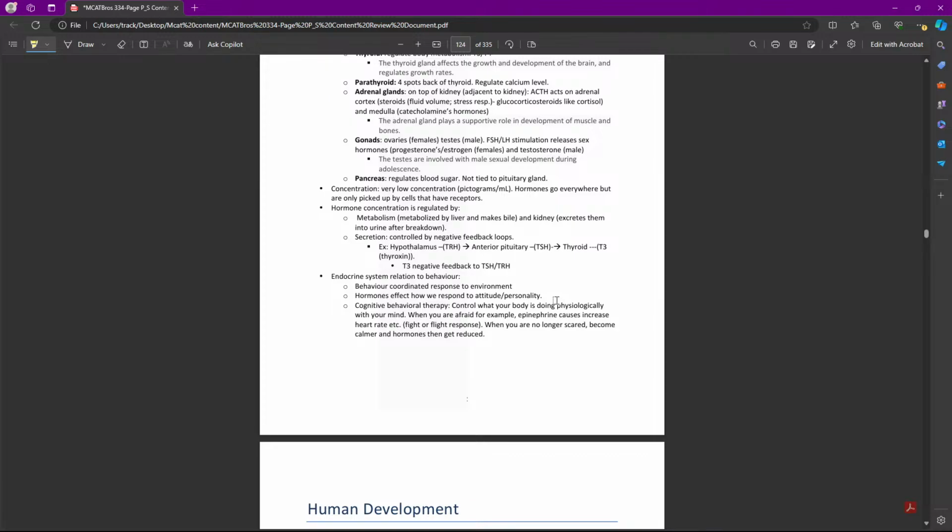So, endocrine system related to behavior. Behavior is a coordinated response to the environment. Hormones affect how we respond to attitudes and personalities. Cognitive behavior therapy is an example.